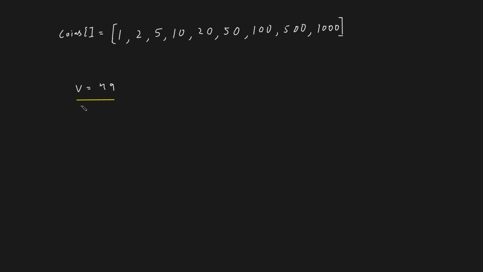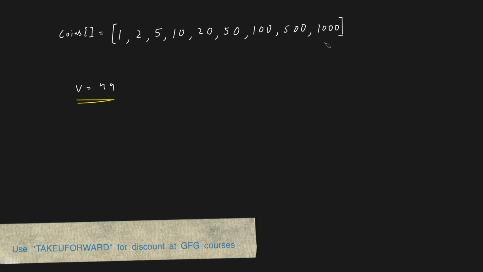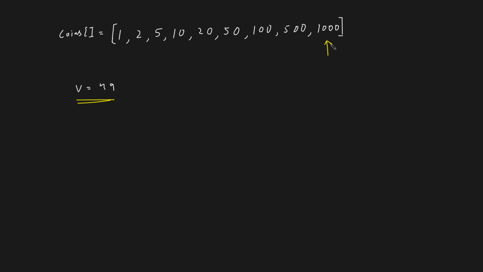Whatever value is given to you, you start from the back. At the last you see that there is a 1000 rupee denomination. You cannot form 49 using 1000 rupee denomination, so you go one step back and you see 500. Again, we cannot form. So we go one step back and we see that we have 100. Again, we cannot form. We go one step back and we see that we have 50. Again, 49 is less than 50, so we cannot form. So we go one step back and we see that we have 20, and yes, we can use the 20 rupee denomination to make 49.